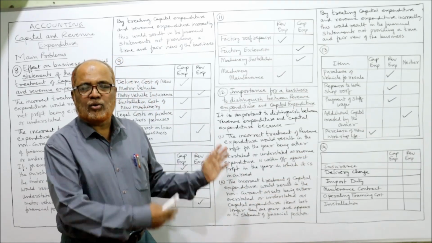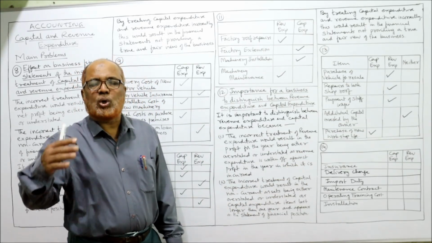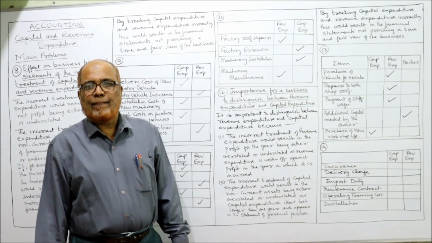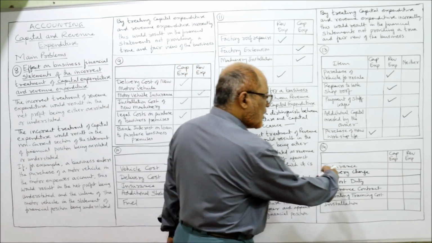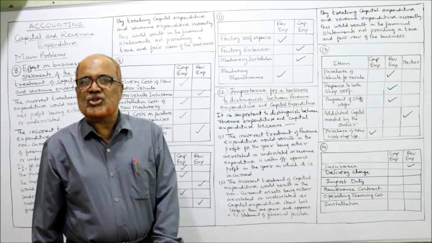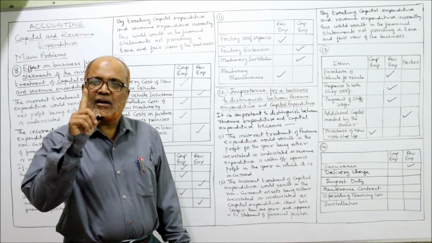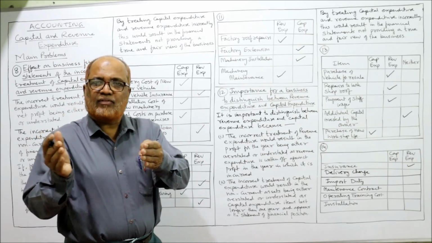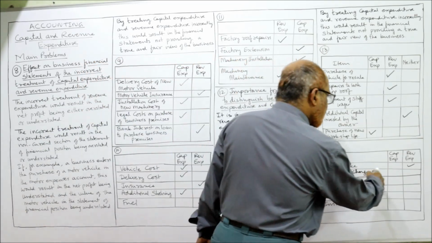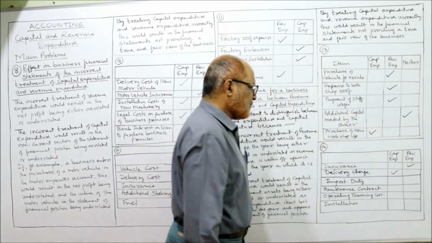Insurance, already I told you in so many problems, insurance is a recurring expenditure. So it is a revenue expenditure. Second comes delivery charge. Delivery charge will be incurred only once at the time of taking the delivery. So it's a capital expenditure. So delivery charge, capital expenditure.